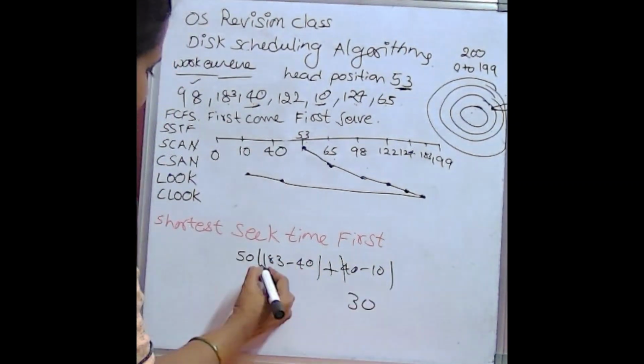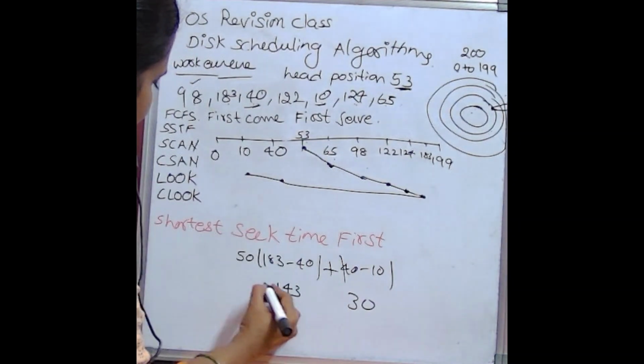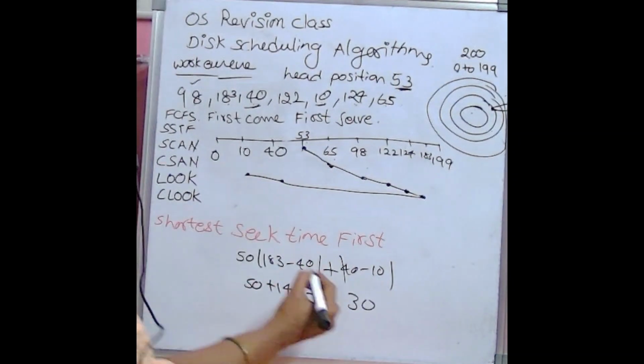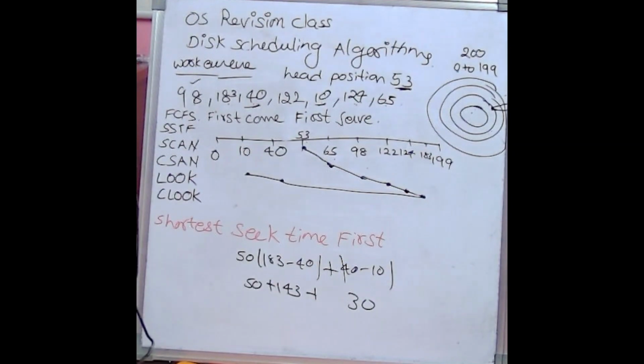So this one is 30. This one is again 143 plus 50. So this many cylinders it traveled to serve all these requests.